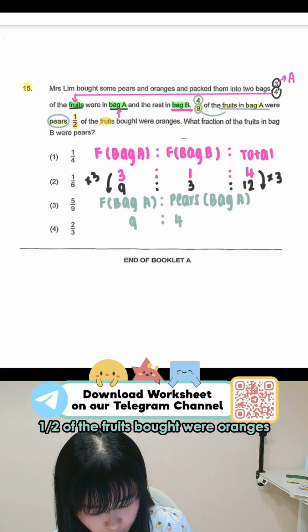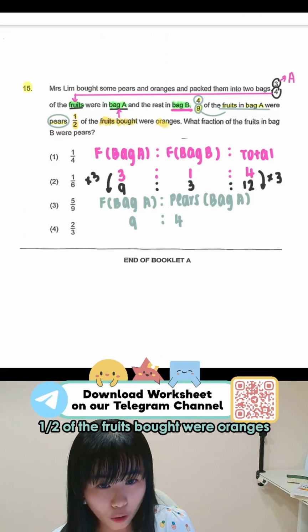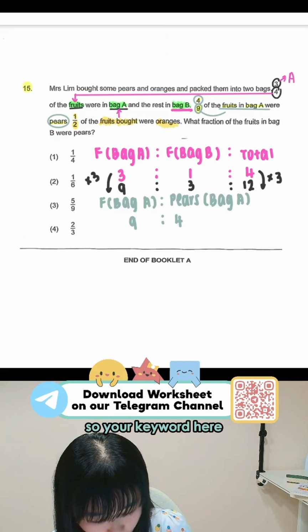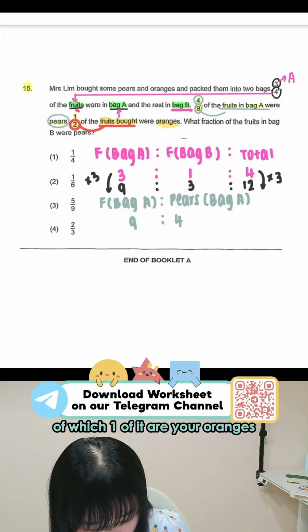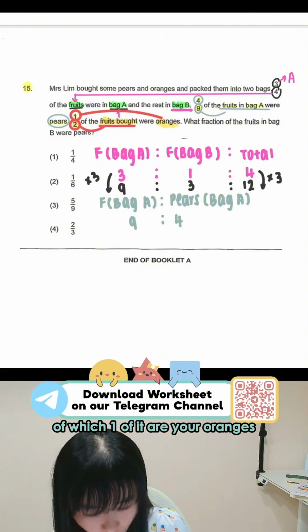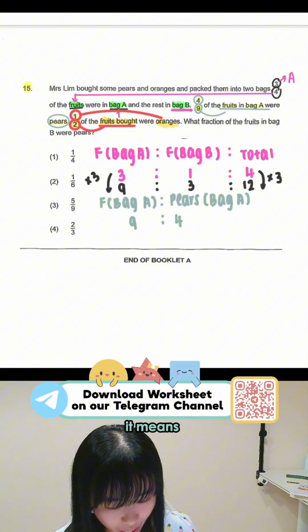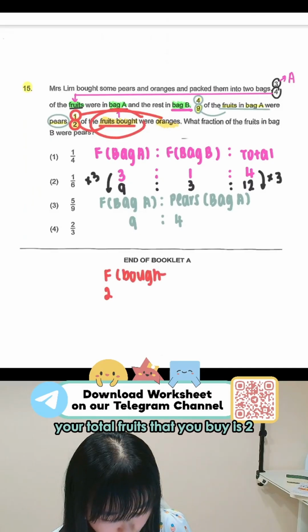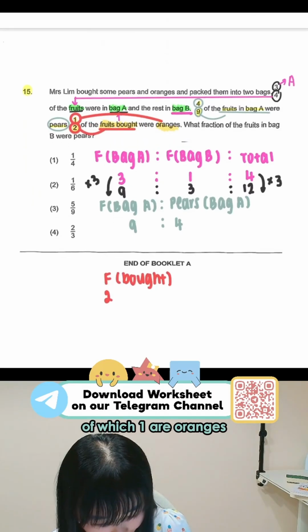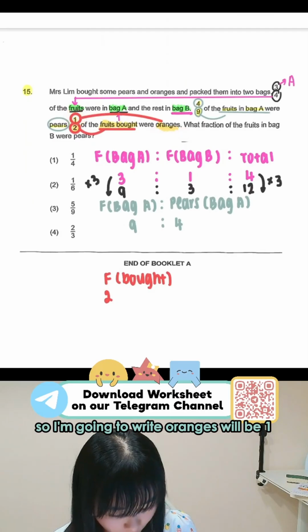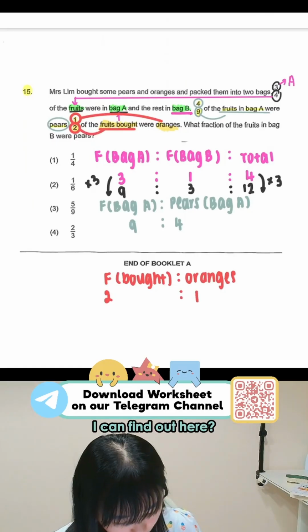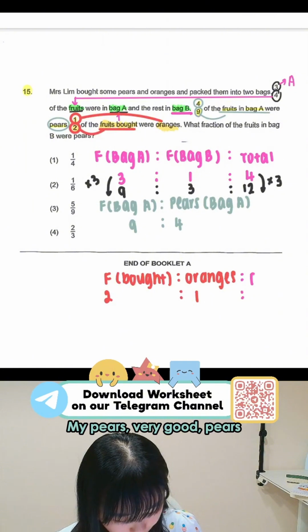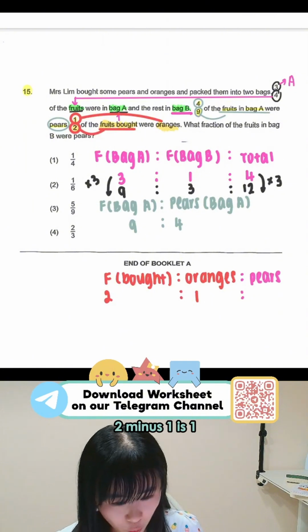Half of the fruits bought were oranges. So your keyword here, fruits that you buy, is equivalent to that 2 units right there, of which 1 of it are your oranges. It means your total fruits that you buy is 2, of which 1 are oranges. So I'm going to write oranges will be 1. Tell me, what is one more thing I can find out here? My pears. Very good. Pears. 2 minus 1 is a 1.